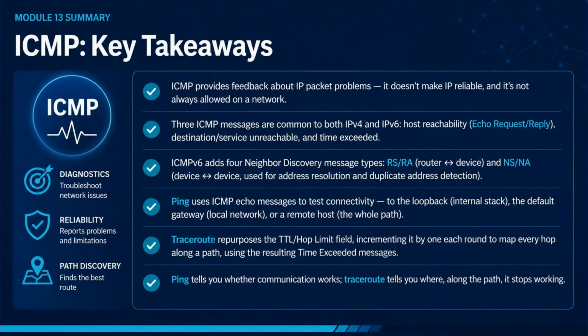Close the module walking each bullet. ICMP provides feedback, doesn't guarantee reliability, and isn't always allowed. The 3 shared message types: reachability, unreachable, time exceeded. ICMPv6's 4 ND editions, RS/RA, NS/NA, pings 3 test targets: loopback, gateway, remote host, and traceroute's TTL incrementing mechanism for mapping the full path. Reinforce the closing distinction. Ping tells you whether it works. Traceroute tells you where it breaks.